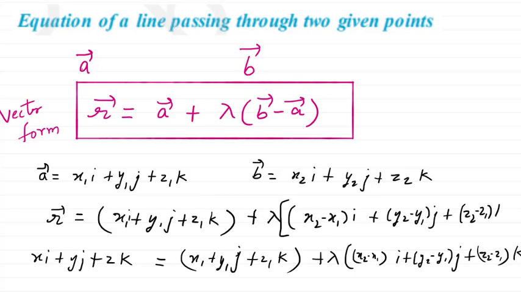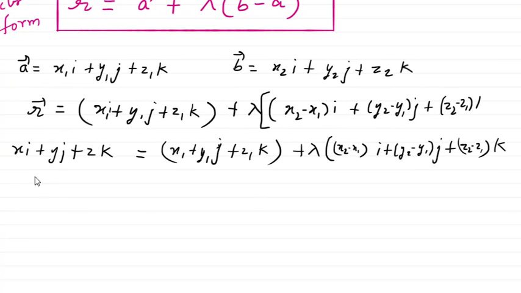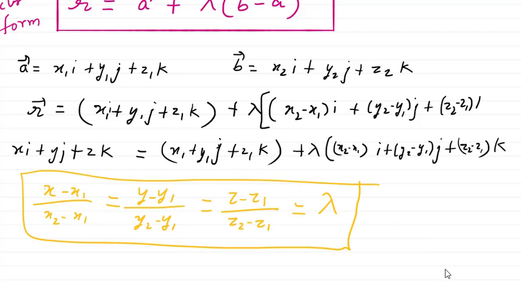So what we will do here, we will simply take this x minus x1 like we did in the previous form, divided by x2 minus x1. So simply you can say (x minus x1) divided by (x2 minus x1) will be the same as (y minus y1) divided by (y2 minus y1) equals (z minus z1) divided by (z2 minus z1), and that will be equal to lambda, and that is the Cartesian form.